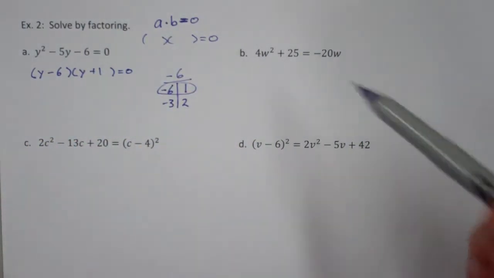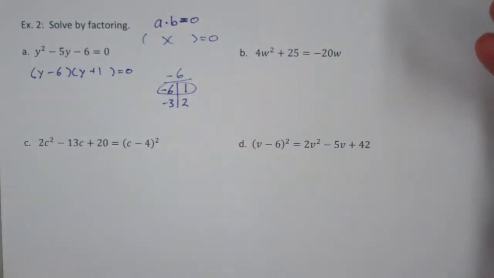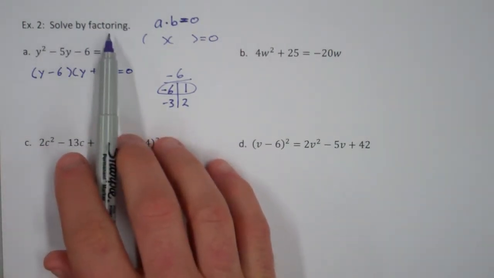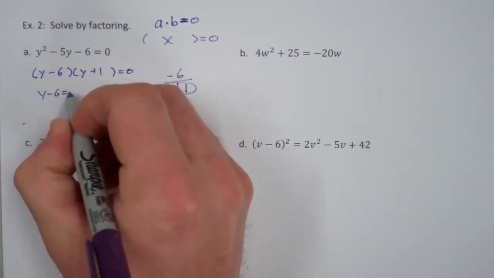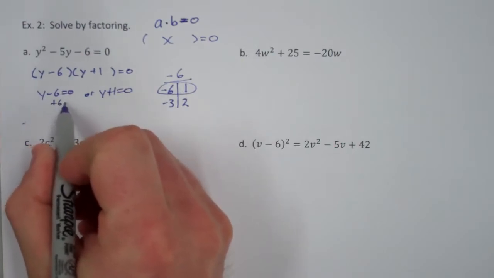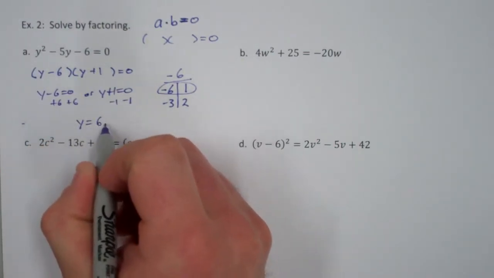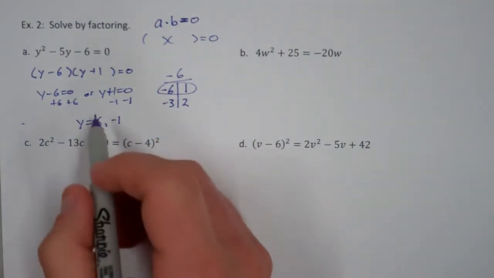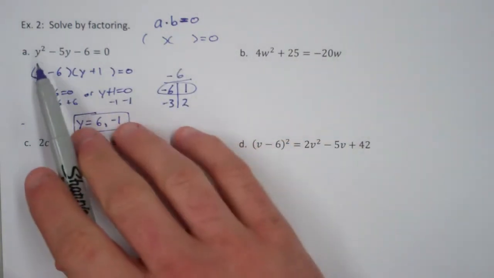Now if this was just an expression, so if this equals 0 wasn't there and we were asked to factor, we'd be done. However, we need to solve by factoring. So we will now set each factor equal to 0. We'll add 6 to each side here, subtract 1, and we find that y could be 6 or y could be -1.